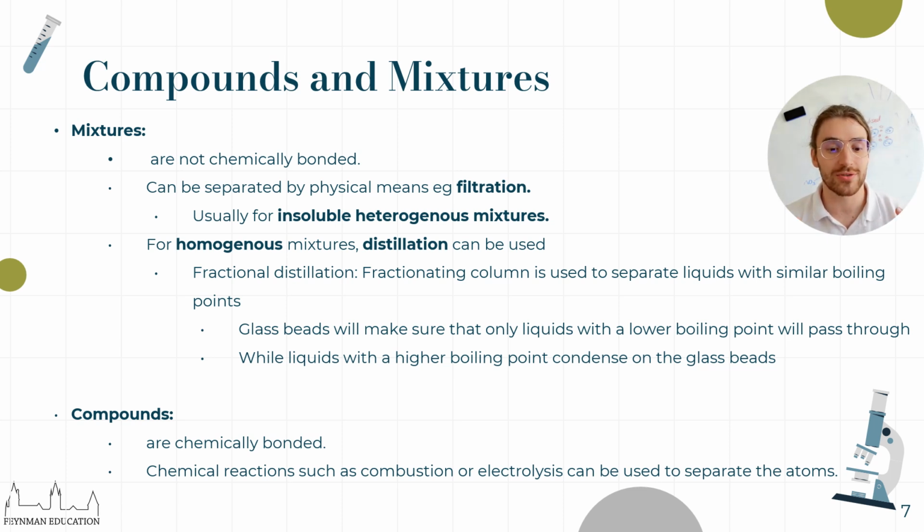So when it comes to these homogeneous mixtures, they can be a bit more difficult to separate. If I take rubbing alcohol and I mix it with water, there's no way we're going to filter that out. So we have to use other methods such as distillation. We can also use something called fractional distillation. But distillation is basically separating these homogeneous mixtures, the liquids, depending on their various boiling points.